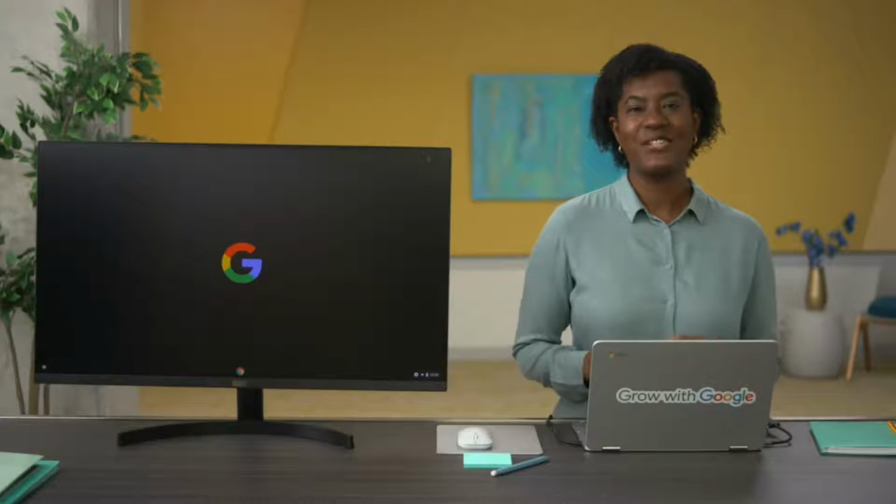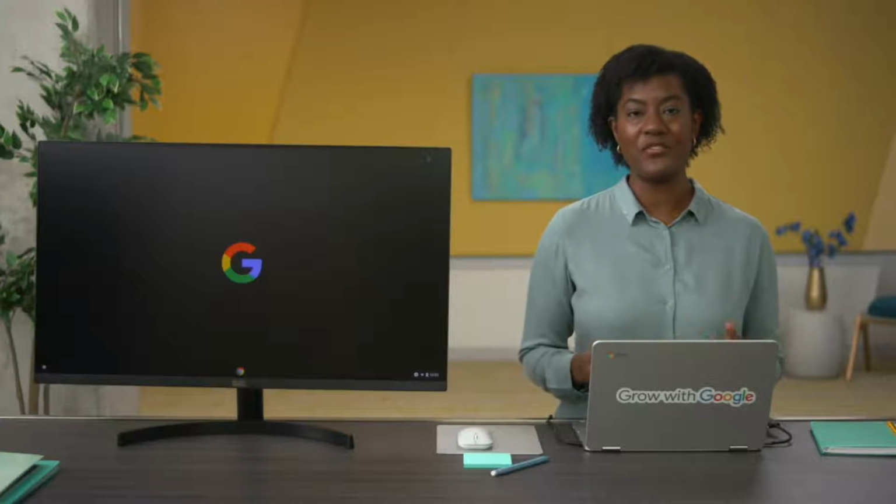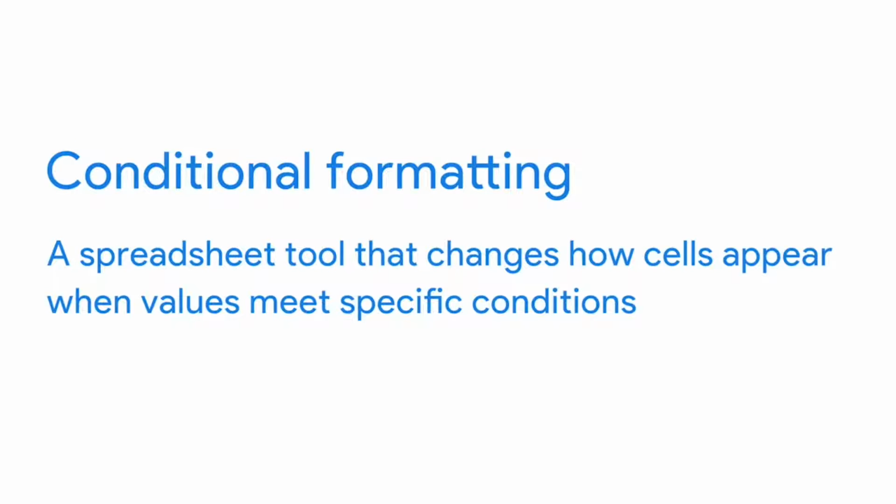Hi again. So earlier we talked about conditional formatting as a spreadsheet tool that changes how cells appear when values meet specific conditions. This lets you add visual cues to your spreadsheets that make it easier to understand your table at a glance, and it makes the information in the worksheet clearer to your stakeholders. In this video, we'll take that even further by combining conditional formatting and data validation to create custom tools for our spreadsheets.